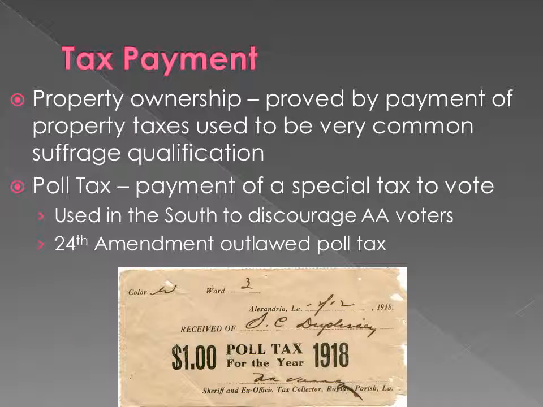Tax payment. So this is the poll tax. Most of the time, at the beginning, property ownership would prove as your payment to vote. So usually this would be white male property owners only. Eventually that went away, but they added the poll tax after the Civil War that would require you to pay a special tax in order to vote. Mostly it was used in the South to discourage African American voters from voting, mostly because they didn't have the money to vote because they were extremely poor, and $1 or 50 cents may have been a lot of money to them back in the late 1800s, early 1900s. So the 24th Amendment is added to the Constitution, and this will outlaw the poll tax. So we don't have that anymore. Nobody can charge us to spend money to go cast our vote.